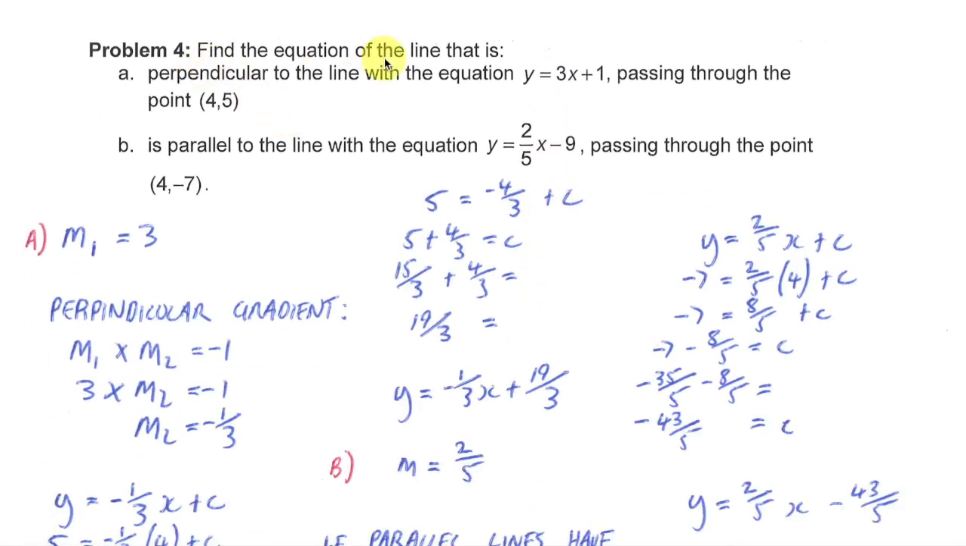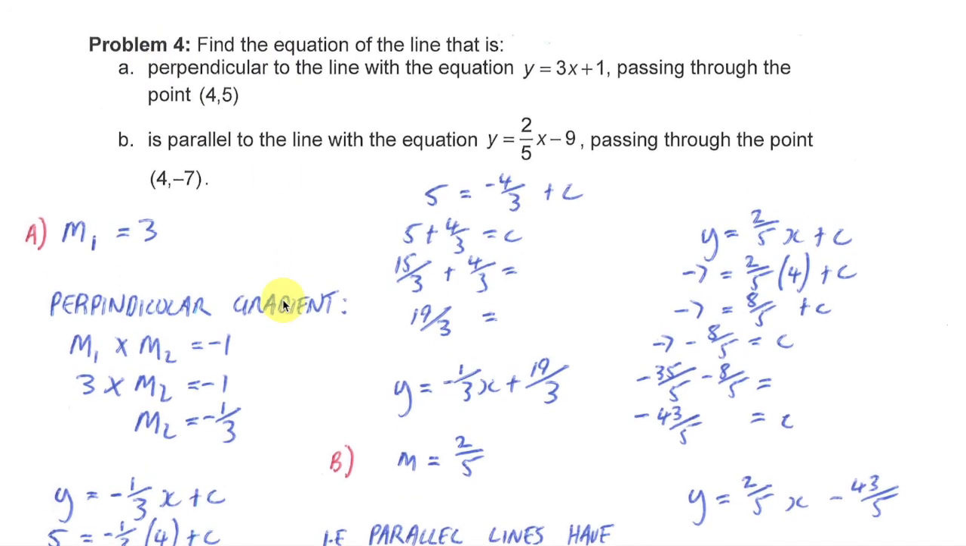Problem 4. Find the equation of the line that is perpendicular to the line with the equation y equals 3x plus 1 and passes through the point (4, 5). So this is going to be based on the fact that perpendicular gradients, when multiplied together, give a result of negative 1. So I know that my gradient for this equation here is 3, and so I can produce a gradient which is perpendicular to that: negative 1/3.